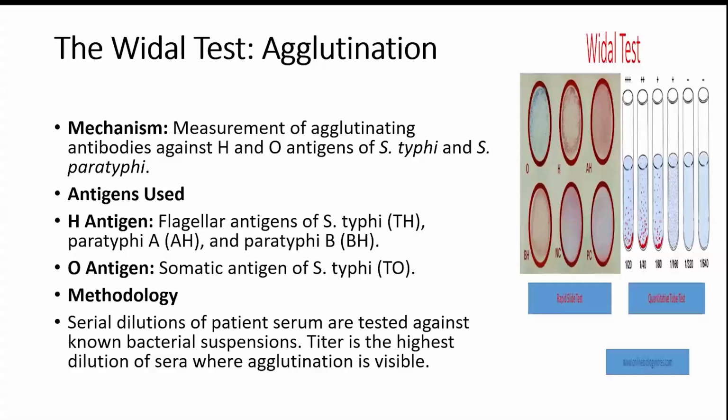We do the serial dilution of the patient serum, and this is tested against the known bacterial suspensions. Titer is the highest dilution of sera where agglutination is visible. Say, you can see in this picture, the dilutions are like 1:20, 1:40, 1:80, 1:160, 1:320, 1:640. So the higher the titer, the higher the antibodies. Suppose somebody is positive till 1:40, and some other person is positive till 1:160. The person having the 1:160 titer has more significance than 1:40.